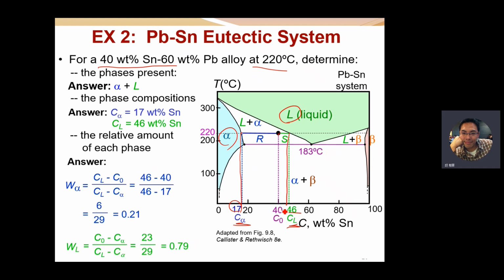Therefore, we can use the Lever's rule to figure out the weight fraction of alpha solid solution and the liquid, right? We can compare this length to this length to find out the weight fraction of alpha solid solution. Also, we can use the ratio of this length to this length to figure out the weight fraction of liquid phase.